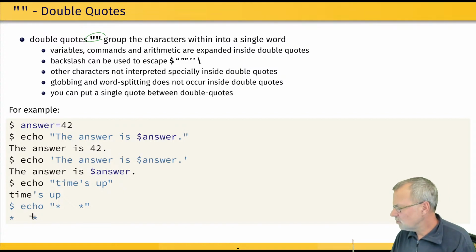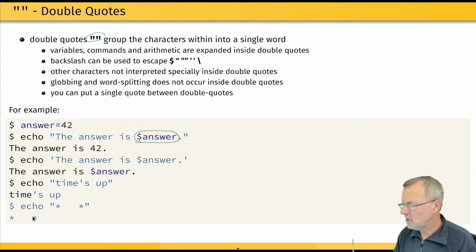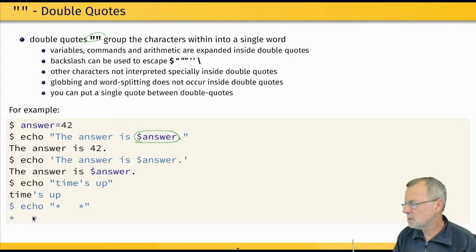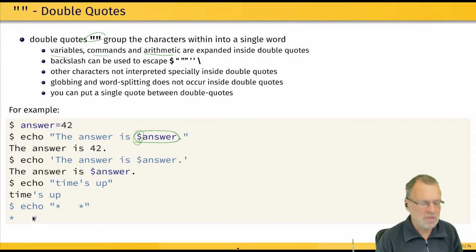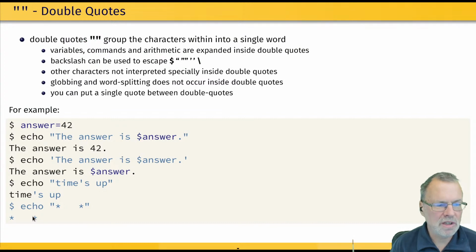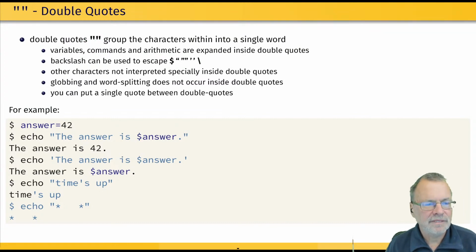The difference between double quotes and single quotes is that if something looks like a variable inside double quotes, it gets expanded. In fact, variables, commands, and arithmetic, all these things that begin with a dollar sign, get expanded inside double quotes. Yeah, don't panic, we'll explain what a few of these words mean and show you some examples.